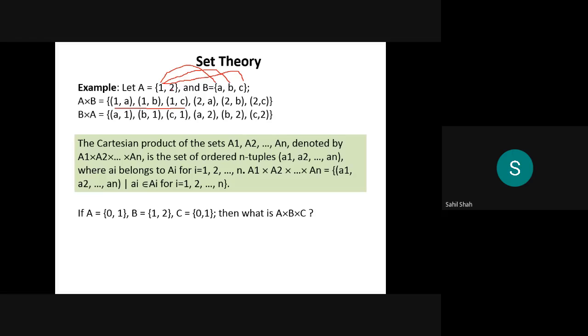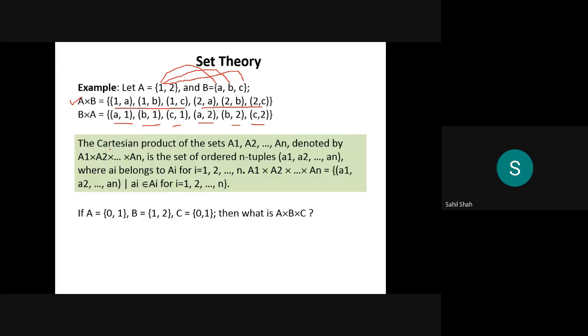In a similar manner you have to pair 2 with A, 2 with B and 2 with C. This is the result of A cross B. Let us check what is the result of B cross A. It will be inverse. I will be taking elements of B first. So (A, 1), (A, 2), then the second element (B, 1), (B, 2), then the third element (C, 1), (C, 2). You can write it likewise as well.